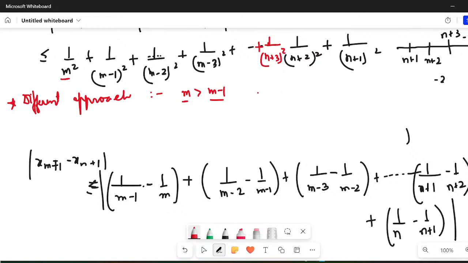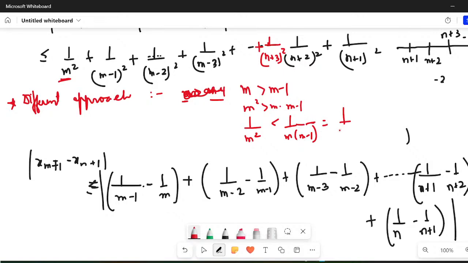Okay, so if I want to compare this thing, and this thing is quite clear. If I have to compare m square, I'll write that m is greater than m minus 1, and m square would be greater than m into m minus 1. And I can write that 1 upon m square is less than 1 upon m into m minus 1. And certainly I can write this as 1 upon m minus 1 minus 1 upon m. So here you can see, this is how it is. I hope it is clear. And certainly the other terms I can write in this fashion.